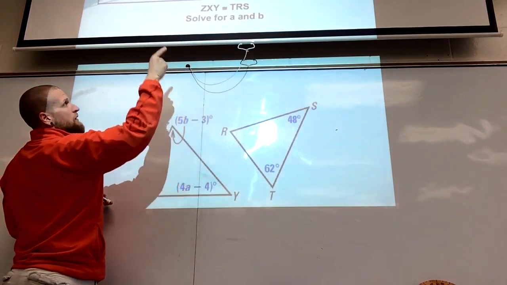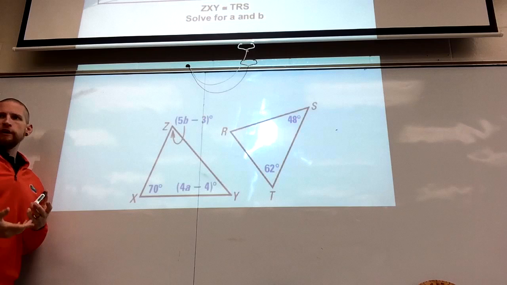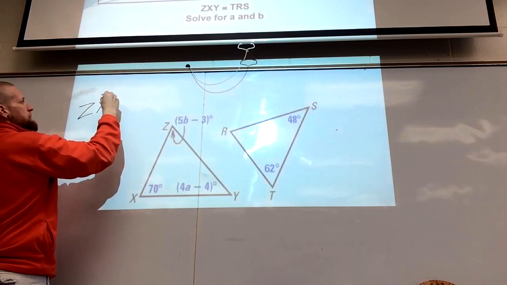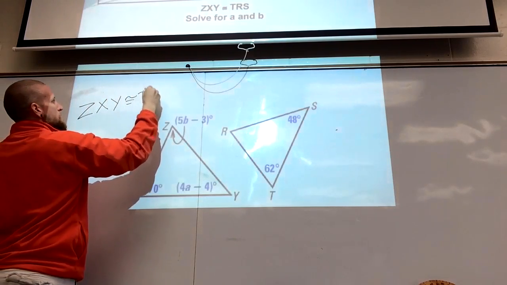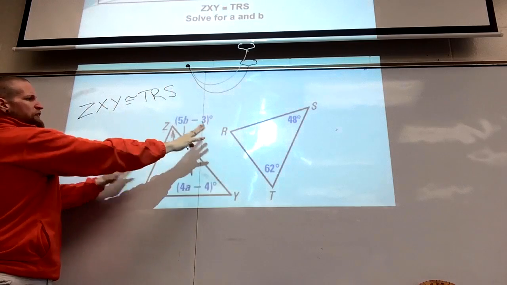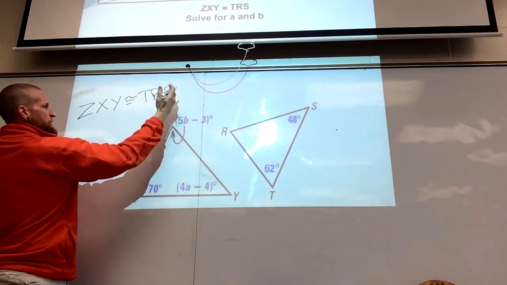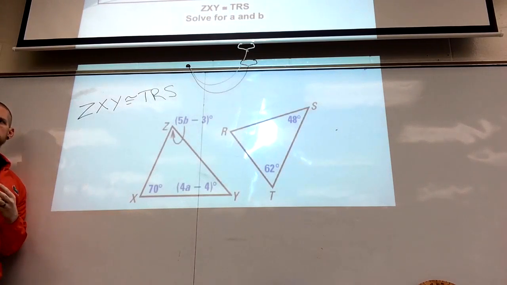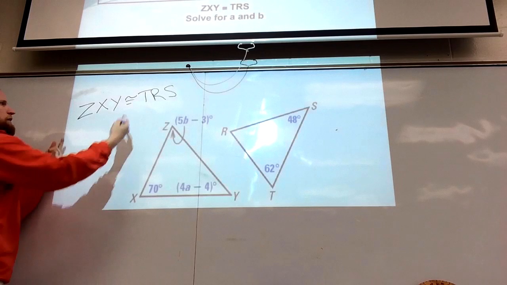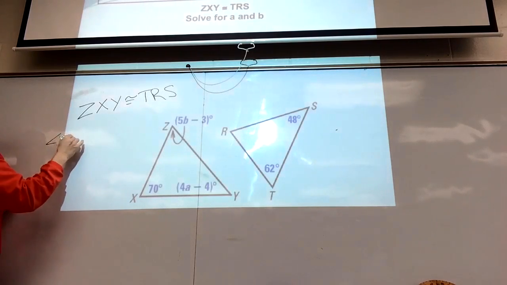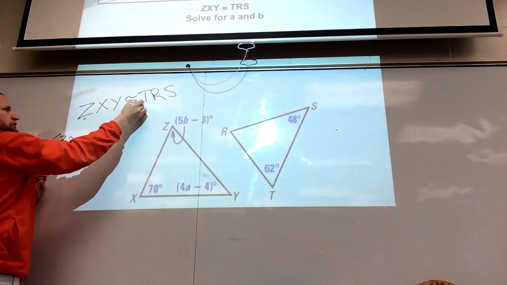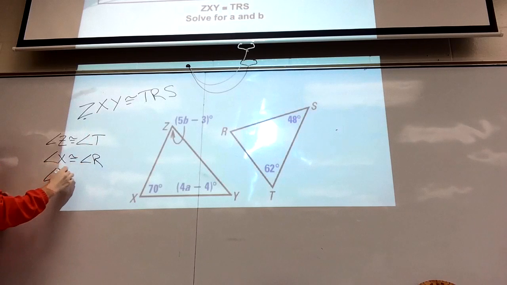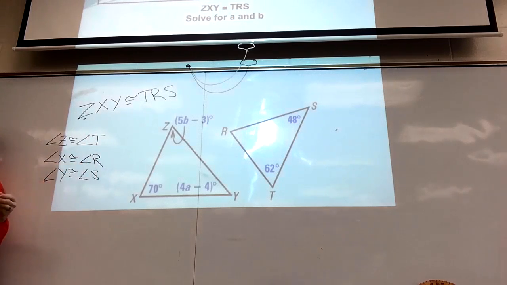So I'm giving you shapes, I'm giving you a congruency statement, and saying basically solve for the variables. Even if I did not have those pictures there, if I just had this congruency statement, I could tell you which angles have to be the same measure, just by the ordering of the letters. So I can tell you that angle Z is congruent to angle T because these are the first letters. Angle X and angle R are congruent because they're the middle, and Y and S also have to be congruent.